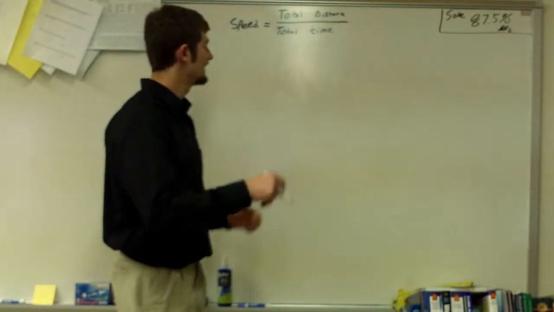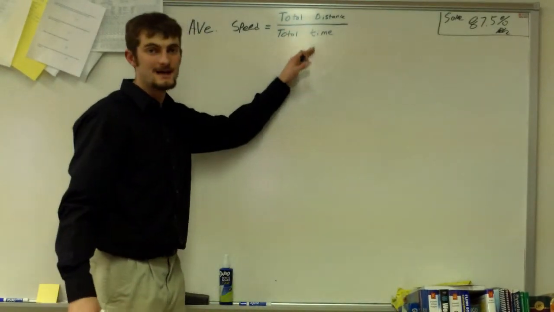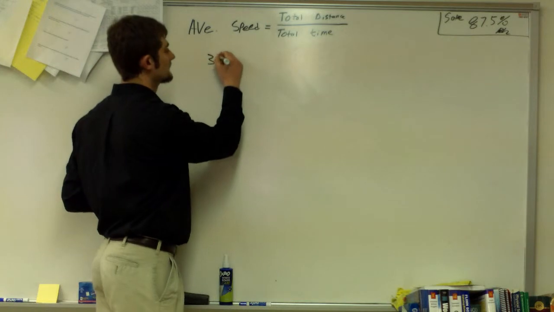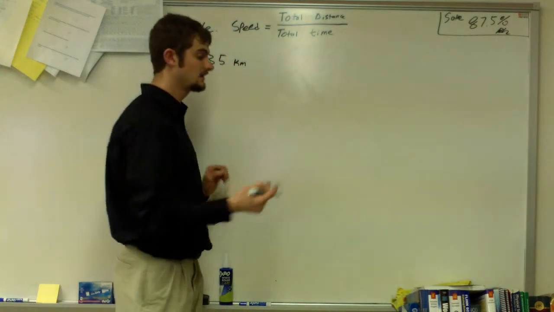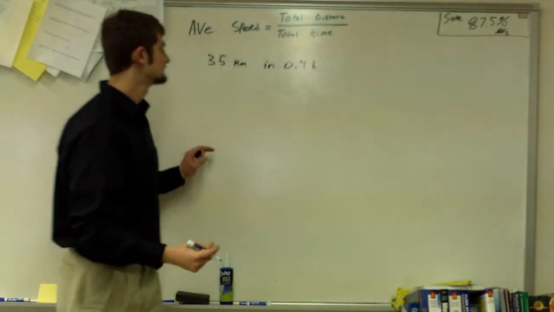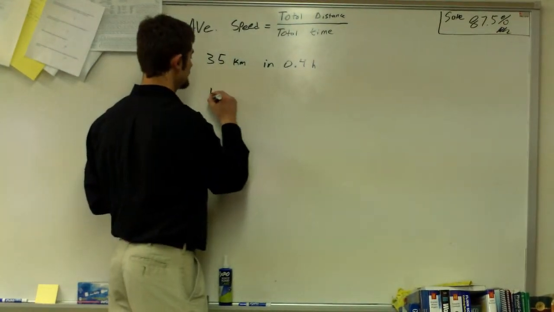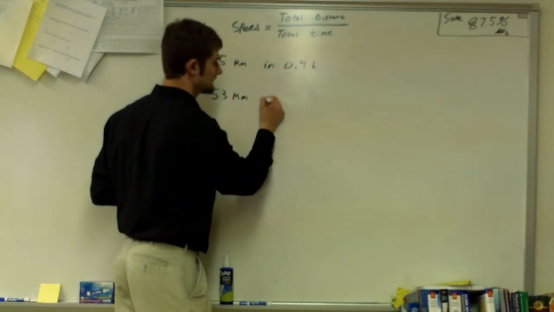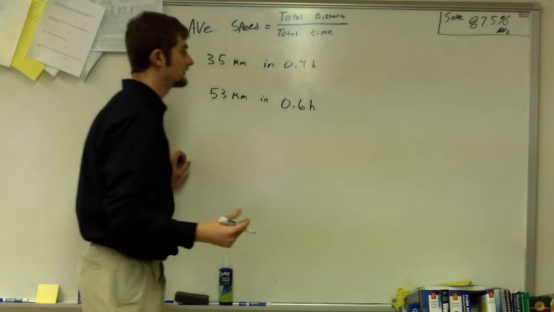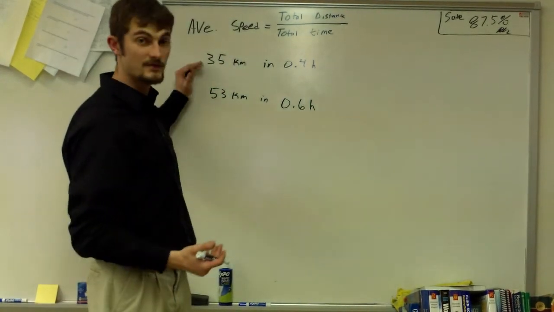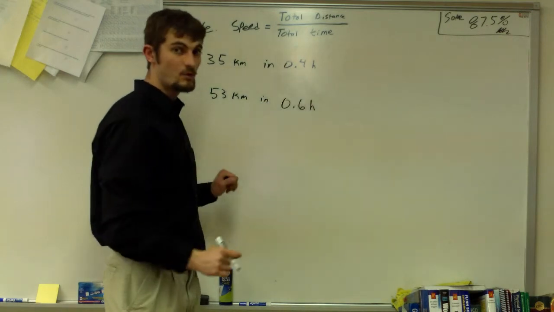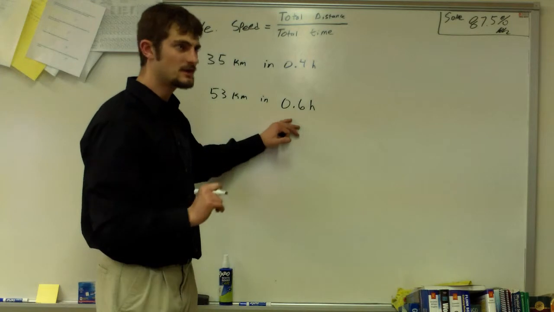So, in our problem, we have to look at the total distance traveled and the total time that it took to travel that distance. In our problem, the person went 35 kilometers in 0.4 hours. Then the person went another 53 kilometers in a time of 0.6 hours. So to find the total distance, what we need to do is add 35 and 53. To find the total time, we need to add 0.4 and 0.6. So let's do that really quick.